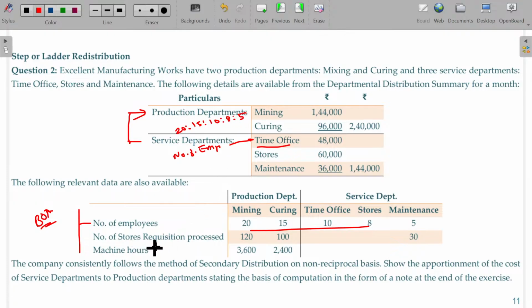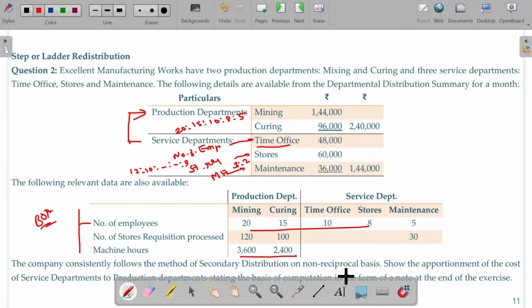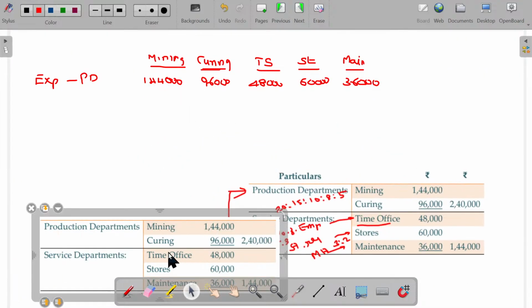Number of stores requisitions can be used for what? This one, stores requisition: here 120 is to 100 is to nil is to 30, otherwise 12 is to 10 is to nil is to 3. Maintenance will be based on machine hours, depending upon the machine hours only: 36 and 24, otherwise 3 is to 2 is the ratio. What do you know? What is the thing you have to note here? What did you notice here? Come on, tell me.